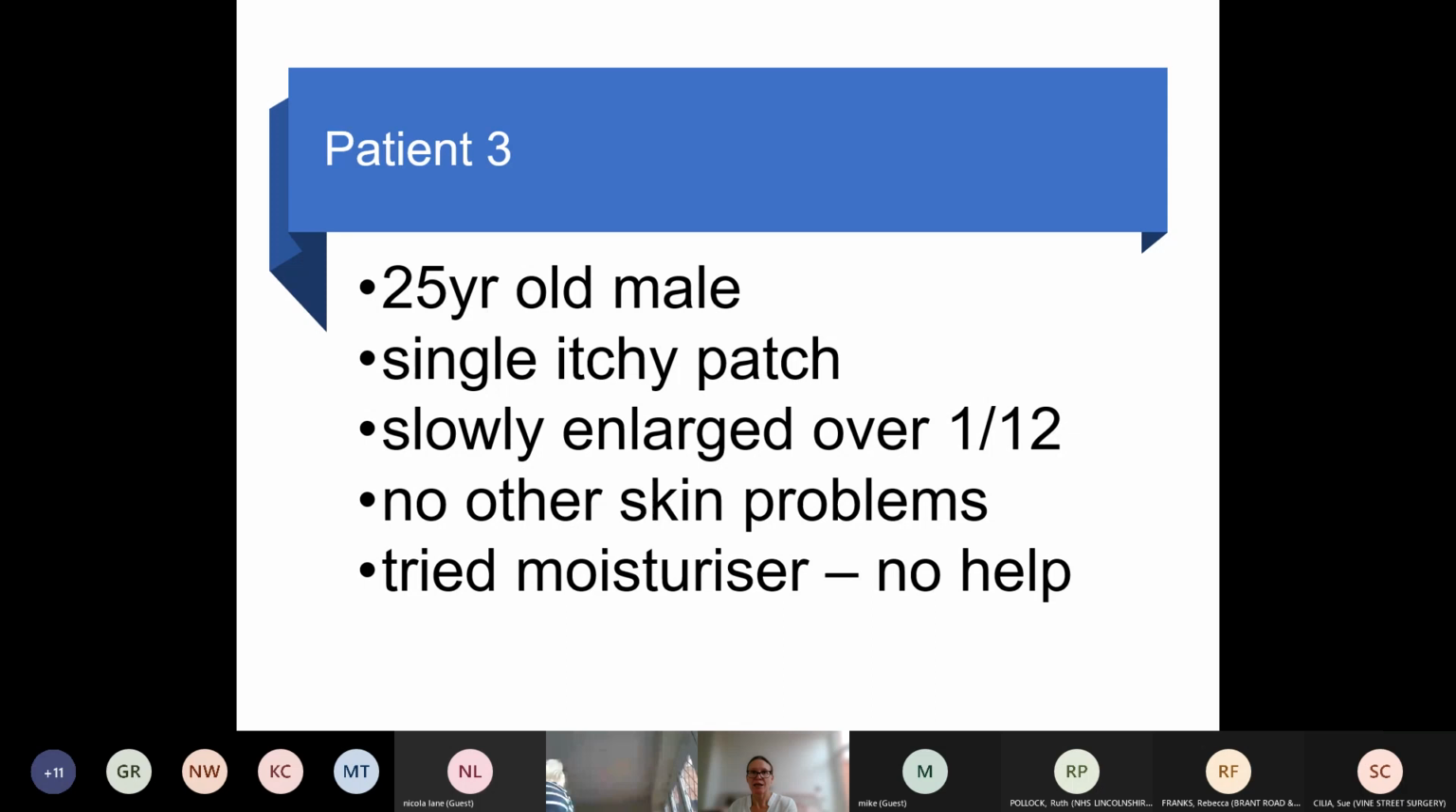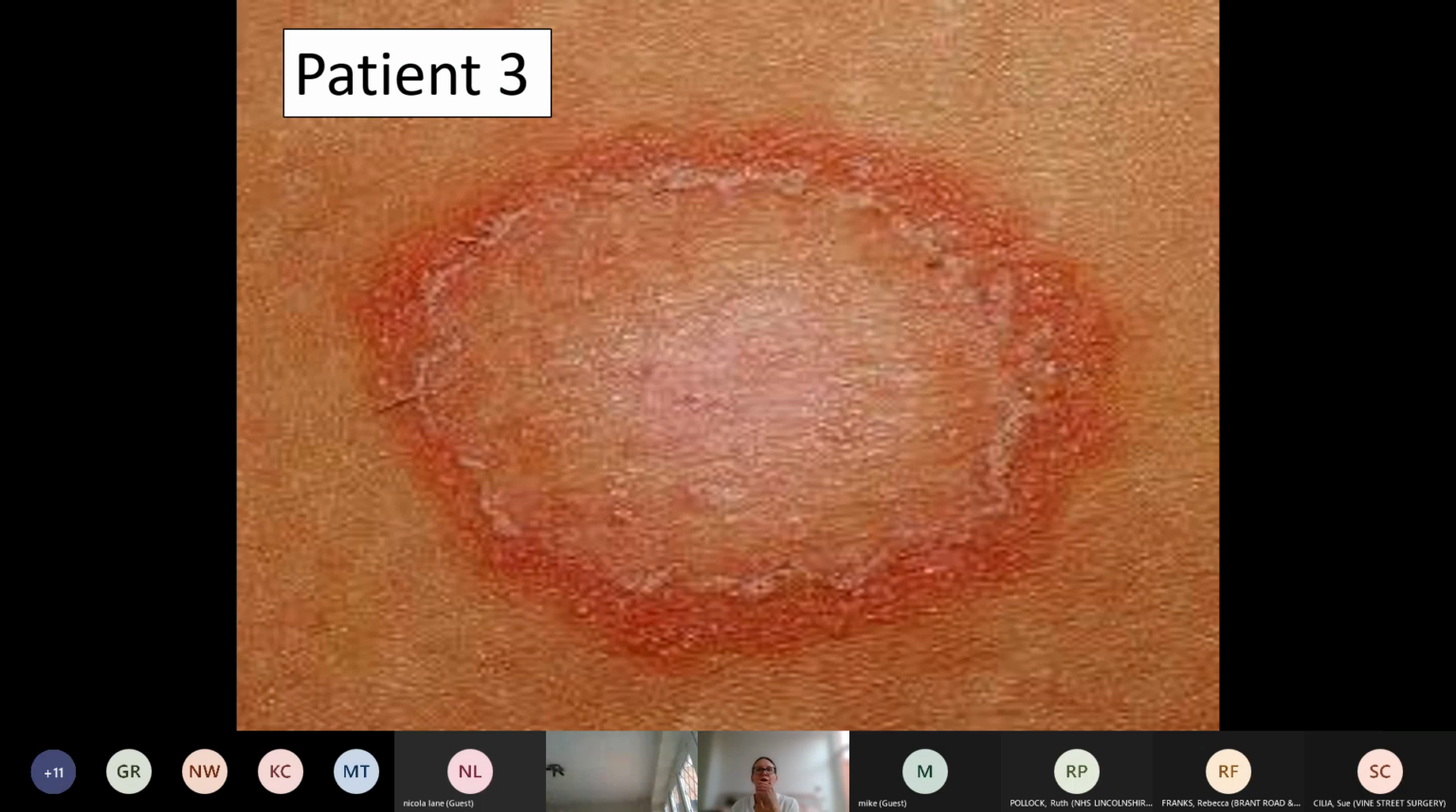So again, you can have a look at that rash and think about how you would describe this one. Obviously, we've only got a close-up of this, but it is just a single patch, and I said it's on his tummy. So you can speak or put in the chat what words you would use to describe this.